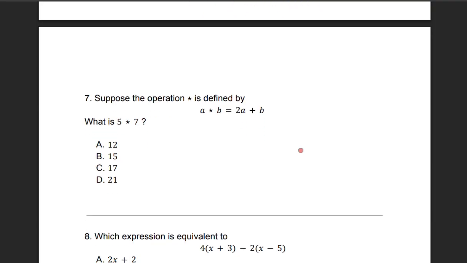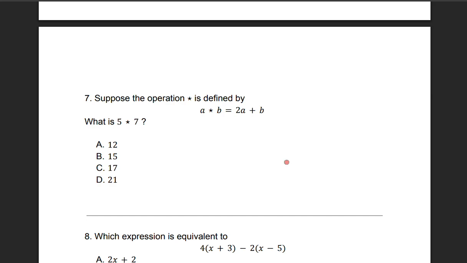All right, next question. Suppose the operation, and this is just a little symbol. These will definitely appear on the CLT. Do not overthink the symbol. It is just a symbol. It is defined by a star b equal to 2a plus b. What is 5 star 7?